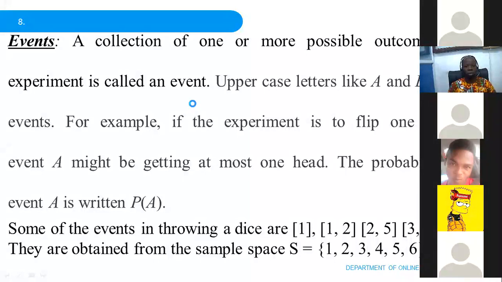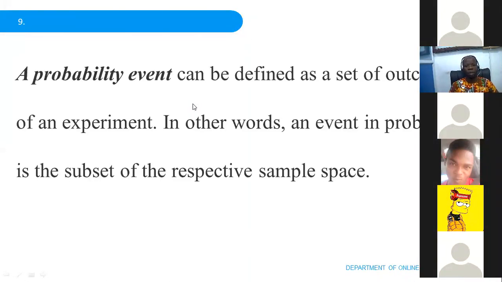Let's go to the next slide. A probability event can be defined as a set of outcomes of an experiment. In other words, an event in probability is a subset of the respective sample space. If you want to find the probability of an event, the chance or likelihood of something happening, it is the number of times that particular event happened over the total set of possible outcomes under consideration. That's probability event.